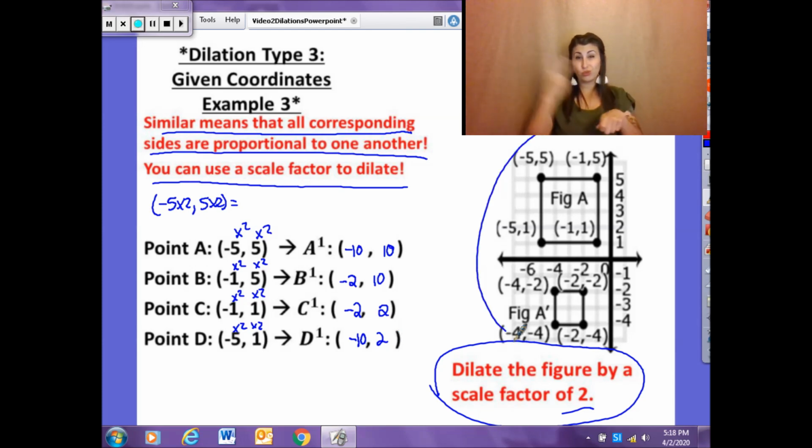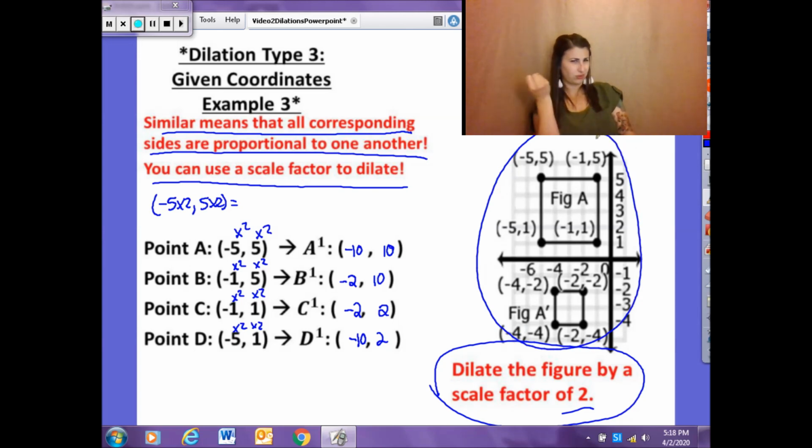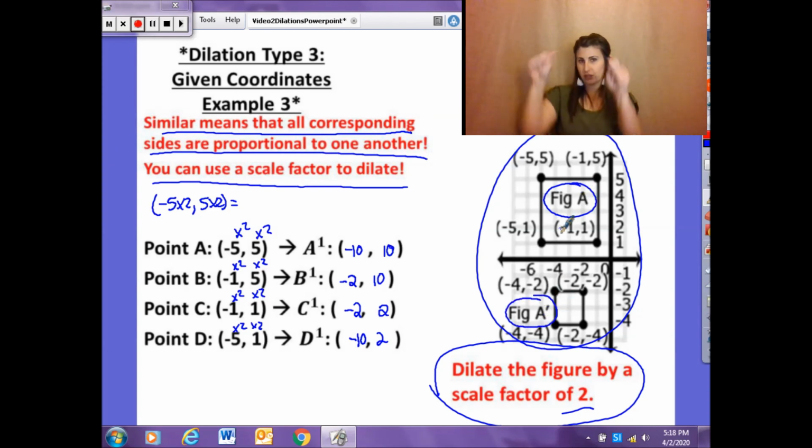If you were looking at this and you're like, wait a minute, those aren't the coordinates I got, that's because this image is unrelated to the question being asked. I put this on here to try to trick you, all right? If you notice, this says figure A, so it's the original. This says figure A prime. This means it's after it got dilated. It got smaller.